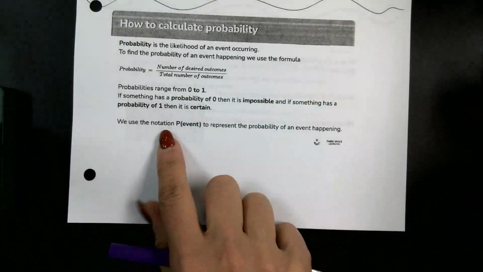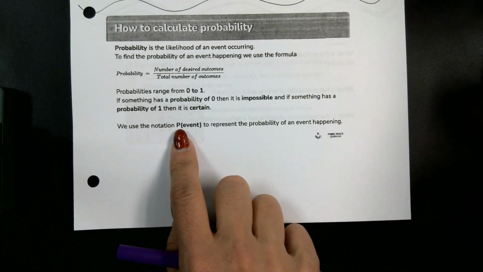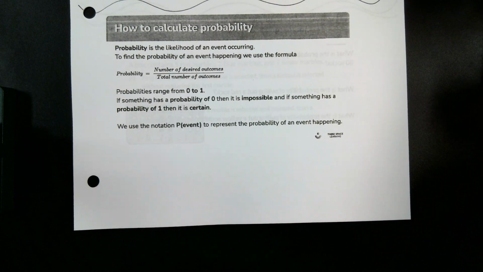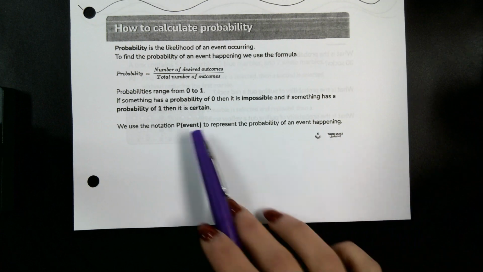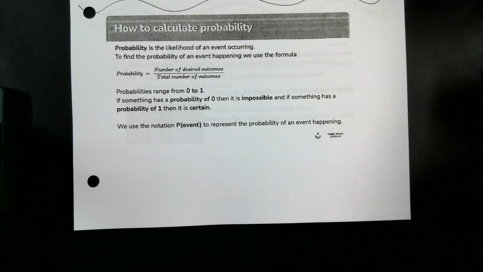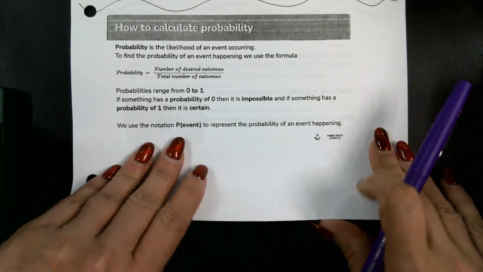We use the notation, so we use this capital P for probability, and then in parentheses, whatever the probability is that we're looking for, that's what we would put in parentheses. So whatever event we're referring to represents the probability of an event happening. Okay, go ahead and turn the page.